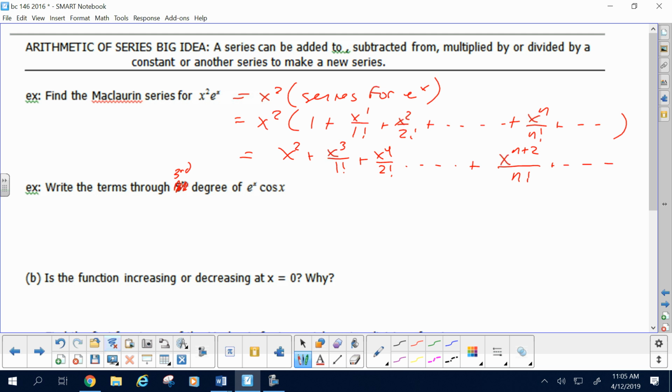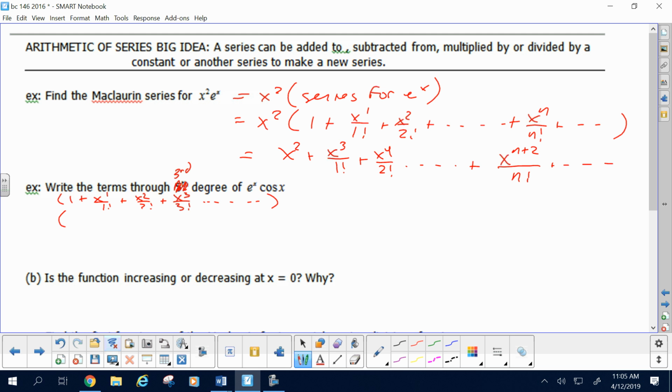I like to arrange this vertically, right small. So e to the x is 1 plus x to the first over 1 factorial plus x squared over 2 factorial plus x cubed over 3 factorial. And that's really all I would need to show, because anything more was going to get me something beyond third degree anyway. So I'm just going to go up to about third degree.